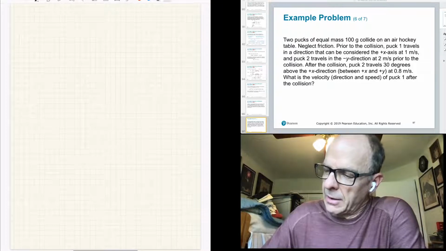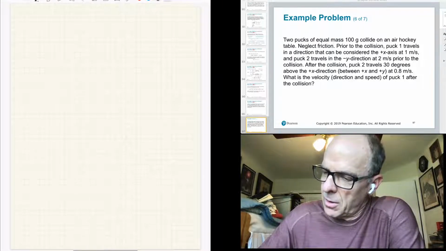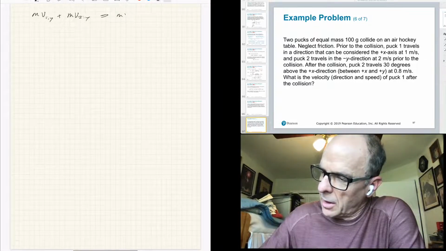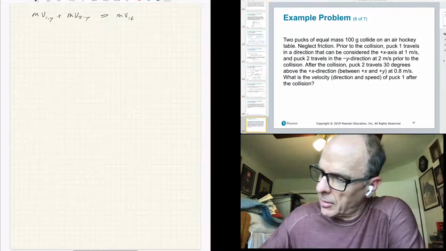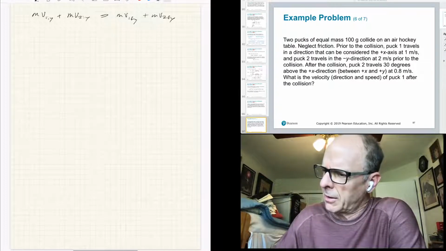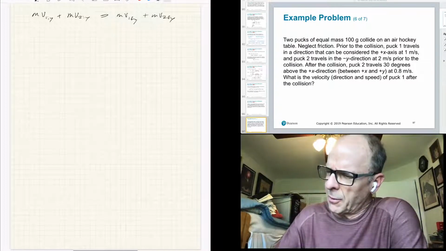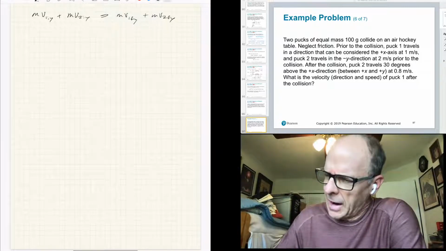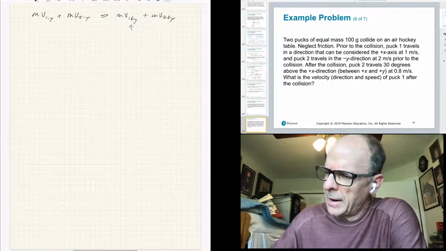sorry, for the y direction, m times v1iy plus m times v2iy equals m times v1fy plus m times v2fy. I'm not sure if the words that I was saying match the letters that I was writing. Also, I just realized on the previous page I wrote final equals initial. Here initial equals final. It's all the same anyway. The masses all cancel out. It is this thing that I'm looking for, v1fy.